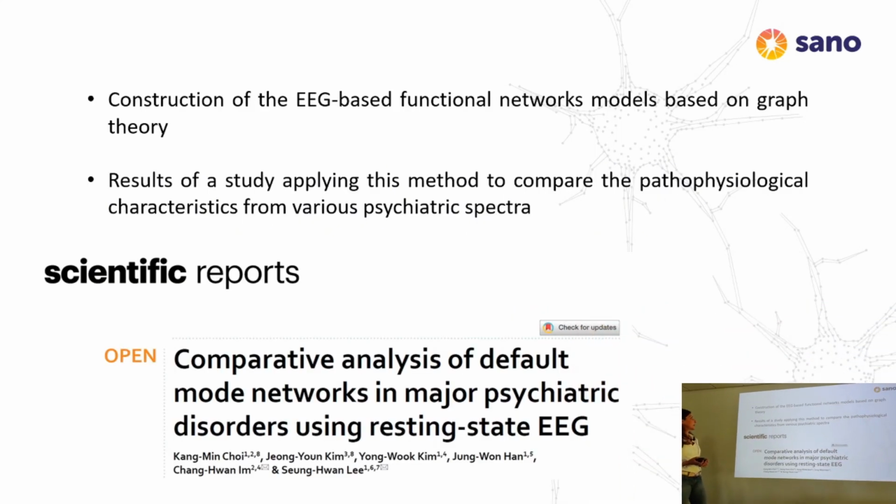Today I am going to talk about the construction of an EEG-based functional network model based on graph theory, and I will show you the results of a study applying this method to compare the pathophysiological characteristics of various psychiatric spectra.